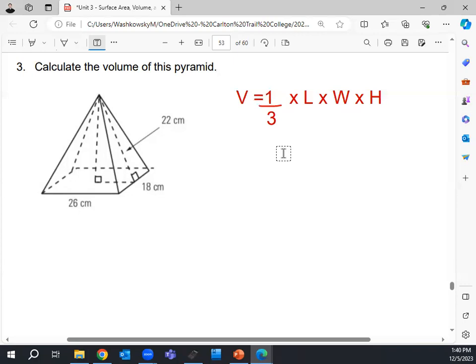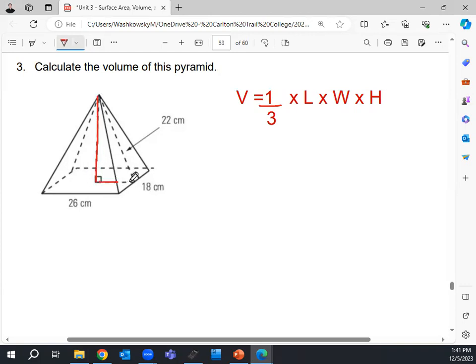My question for you is, do I have a height? No, I do not. I have a number that looks like a height. It is meant to deceive us. It is a trap question. I need the height. The height is the one that goes from the center of the pyramid all the way to the tip of the pyramid. I need that red line here. How can I find that?